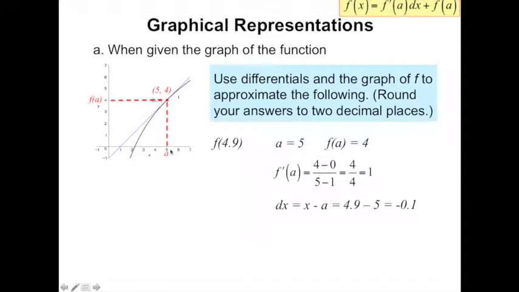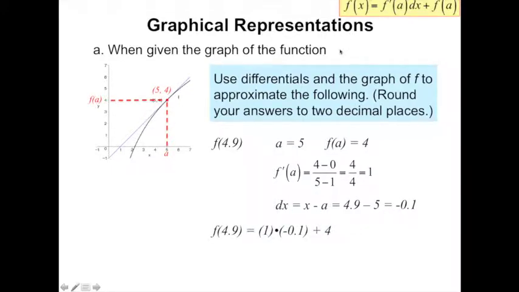So if you think about it, here's our a value, this is where we're tangent to the function at x equals 5. We want to approximate the value at 4.9. We're stepping backwards in the graph at 4.9. So our dx is negative because we're stepping back. We're stepping to the left of that point of tangency. So since we're stepping to the left, our dx is negative.